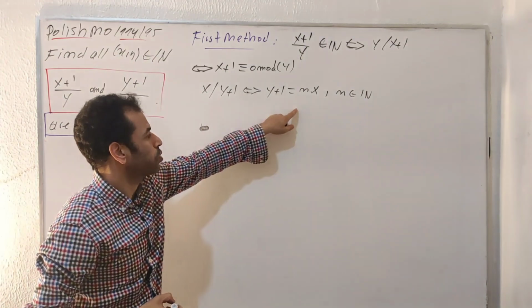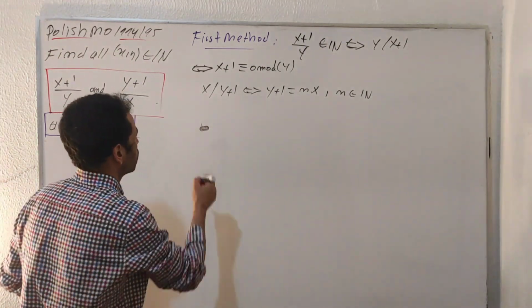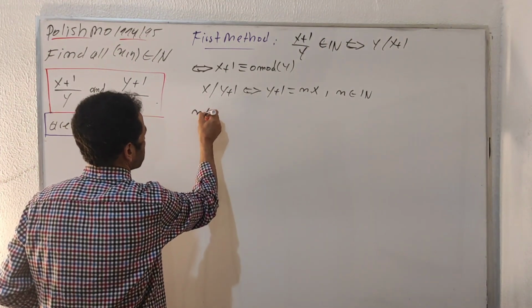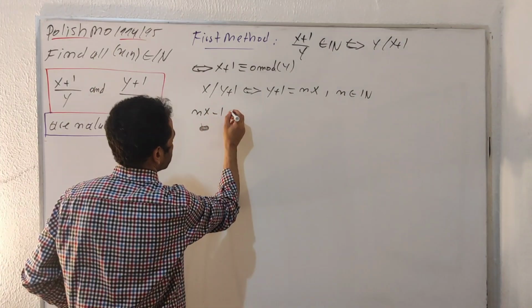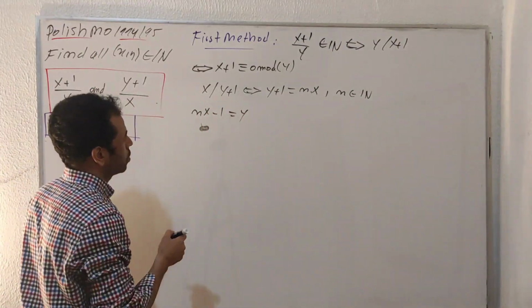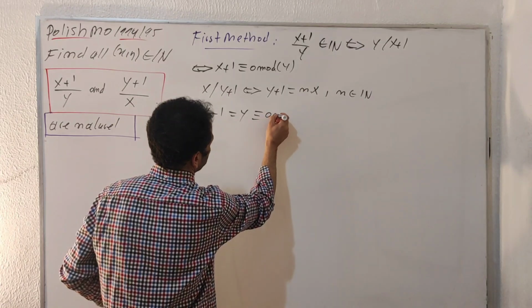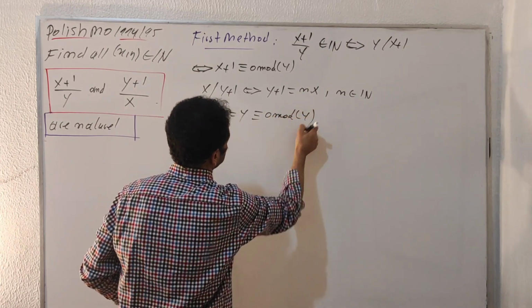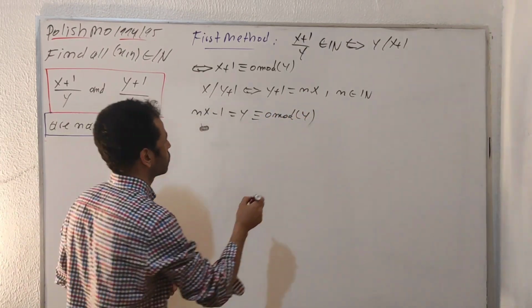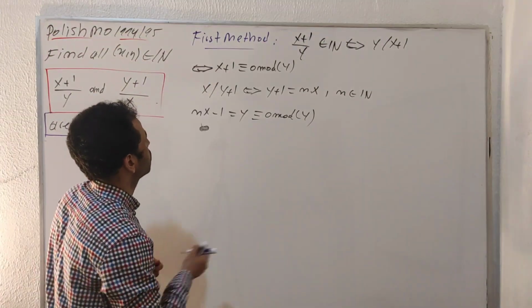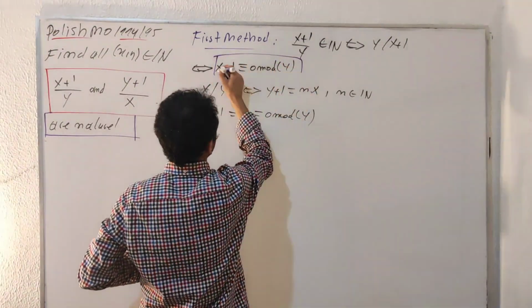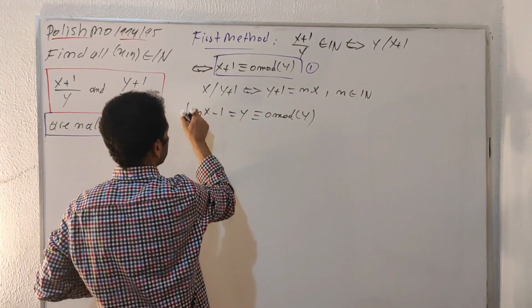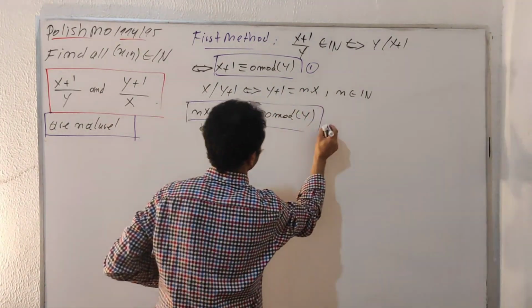Okay, I'm going to move 1 to the right and leave y to the left. So we'll have nx minus 1 equals y. Okay, this one is congruent to 0 mod y because y divides y. Let's name this the first statement. This is the first statement, this is the second statement.